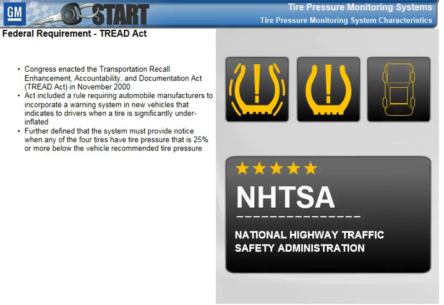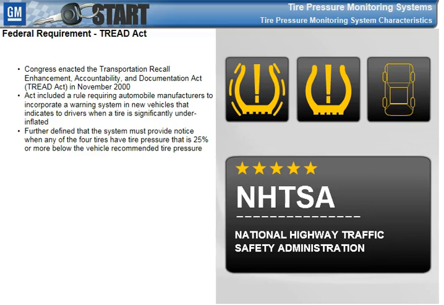In November of 2000, Congress enacted the Transportation Recall Enhancement Accountability and Documentation Act. This act is commonly referred to as the TREAD Act. Congress amended this act in June 2002. The amendment requires automobile manufacturers to incorporate a warning system in each new motor vehicle to indicate to the driver when a tire is significantly underinflated.